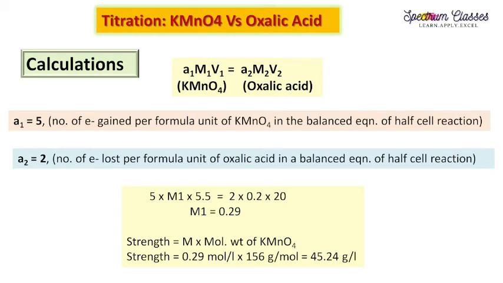Now the calculation of the strength of the solution. The strength of the solution is molarity into molecular weight of KMnO4. The molecular weight of KMnO4 is 158 grams per mole. On multiplication, we get 45.82 grams per liter. Here mole is cancelled out by mole, and grams per liter is the unit of strength. So if we consider how much KMnO4 is dissolved in 1 liter of the solution, that is 45.82 grams, right? This is how we perform this KMnO4 versus oxalic acid titration.